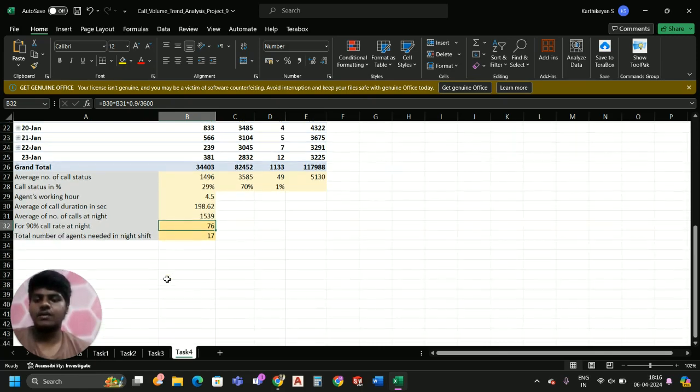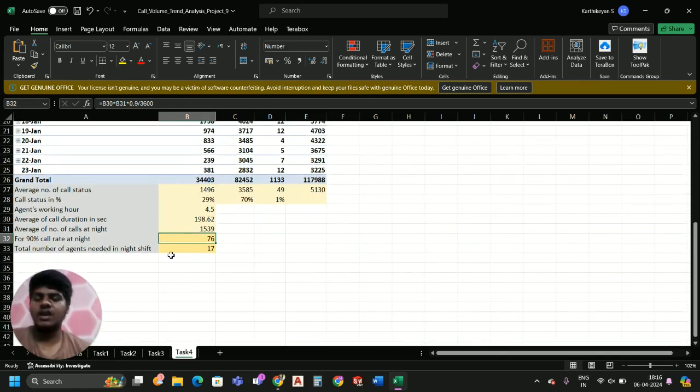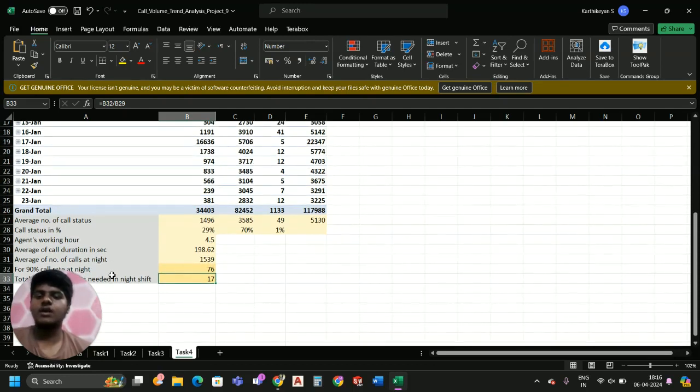In order to get how many agents should work those 76 hours, I have divided 76 by 4.5. After that I got 17 extra agents needed to work during the night shift, so that 90 out of 100 calls are answered during that time, so that the company profit will increase and customer satisfaction will arise.